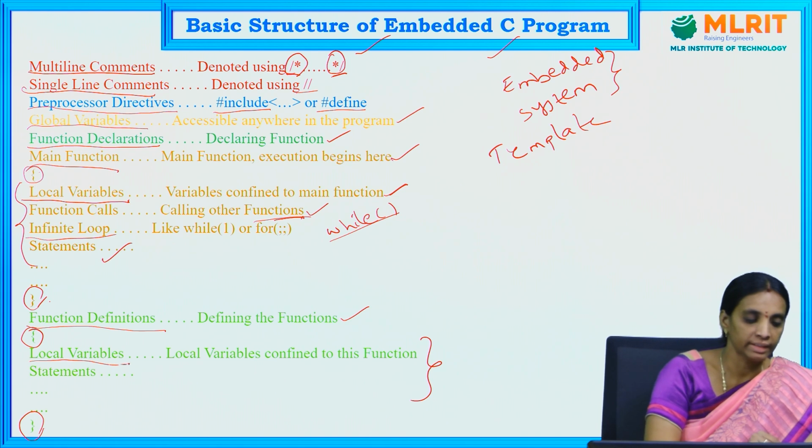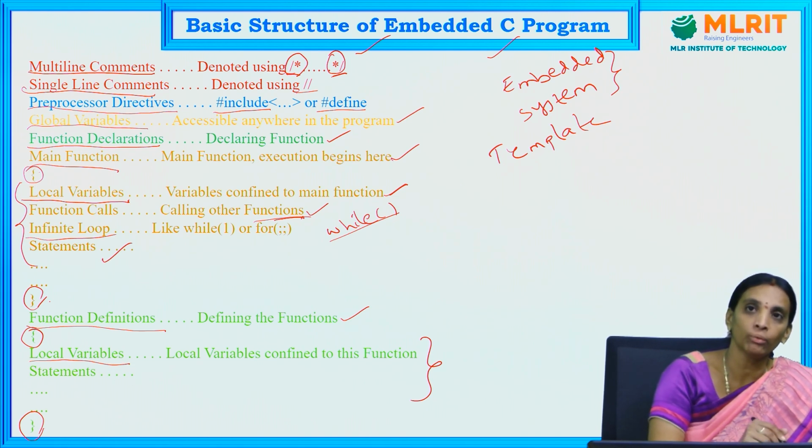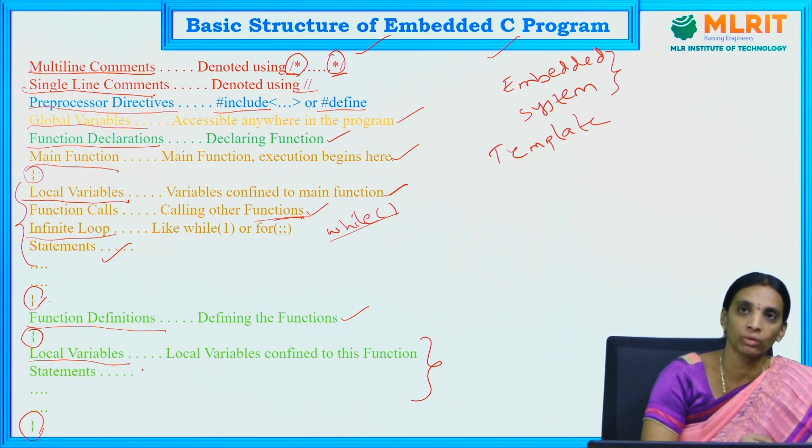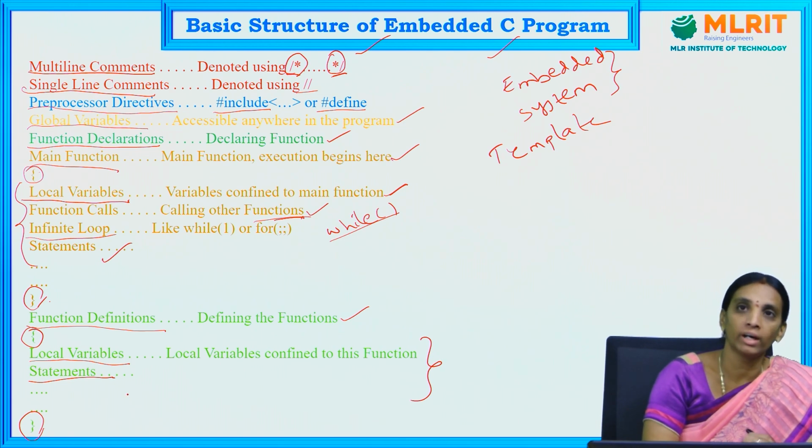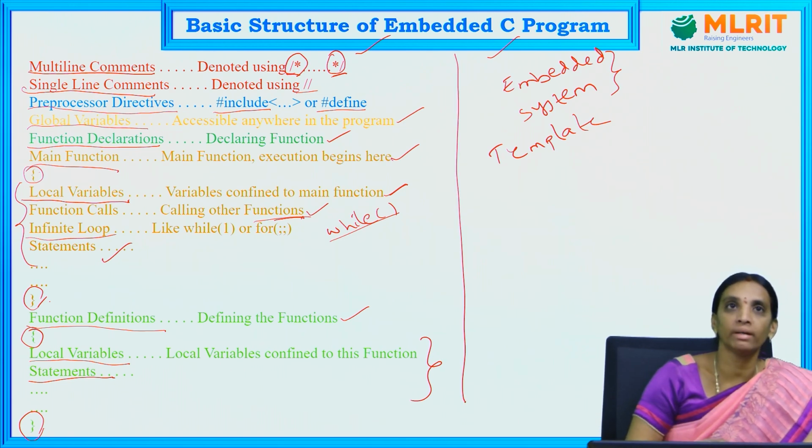First, we need to declare the local variables. So these local variables are confined to that function only. That means these are available to that function only and are not used anywhere else in the program. And then the statements which are used for defining that function. So this is the template of the embedded C program.